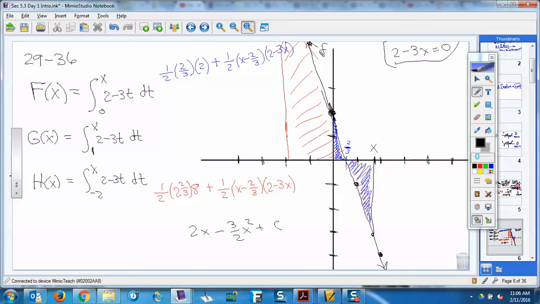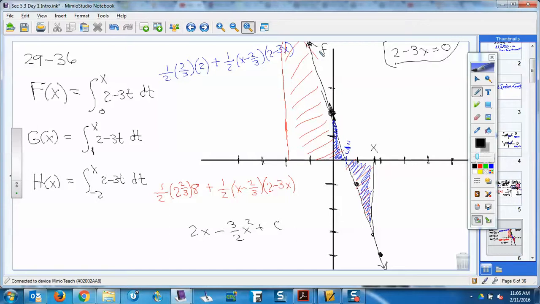What if that problem would have said big G instead? What if they would have said, where is big G increasing? Same answer. Where is big H increasing? Same answer. It's where little f is positive. Remember, because big F and big G and big H are just vertical shifts, they're increasing at the same places, okay? Where's big F decreasing? From 2/3 to infinity, when little f is negative, right? Yes, that's the result from this, okay?